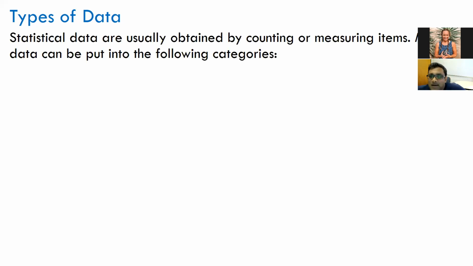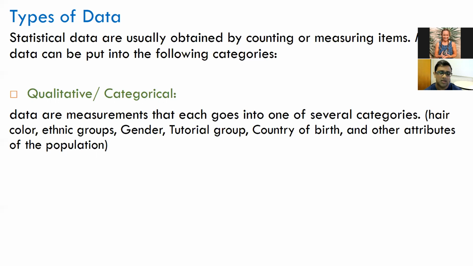So you collect the data from counting or measuring items. And then those data you can put into two main categories. One is called qualitative or categorical data. So categorical or qualitative data you get from categories, basically color, ethnic groups, gender, the tutorial group, the country of birth, any non-numerical thing you measured or you collected, those are called categorical data.